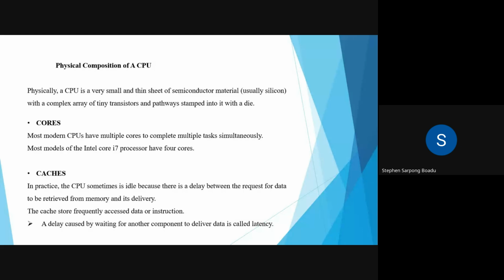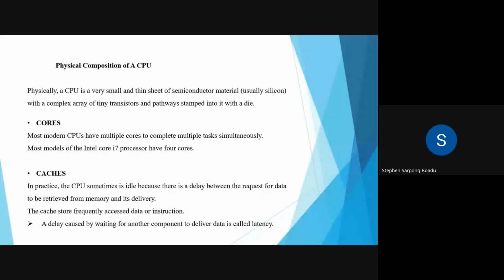So you move on to the physical composition of the CPU. Now we know how the CPU works. We know what it is, right? And you want to know the things in it that make it work. Physically, a CPU is a very small and thin sheet of semiconductor material, usually silicon, with a complex array of tiny transistors and pathways stamped into it with a die. So we are coming to look at the physical components in a CPU.